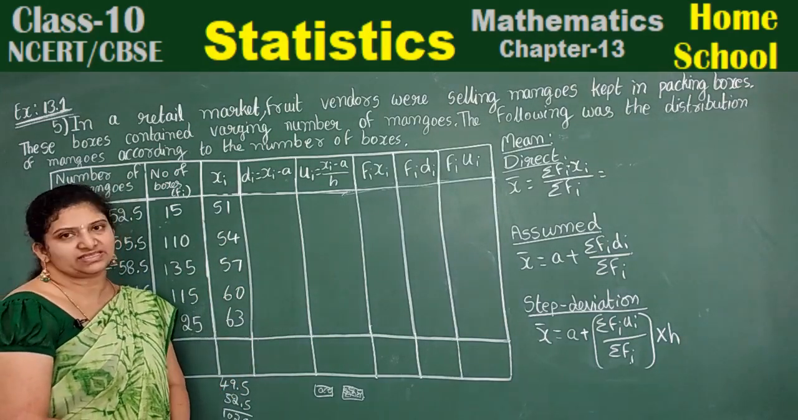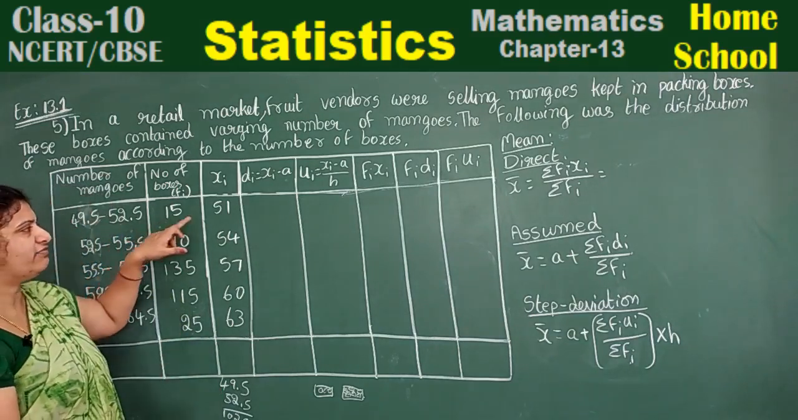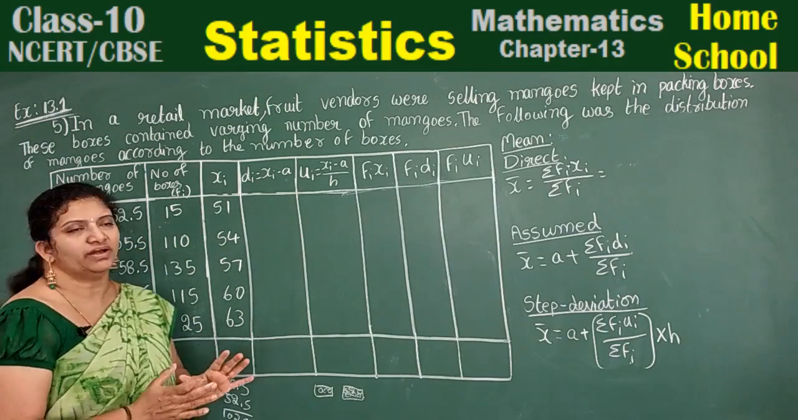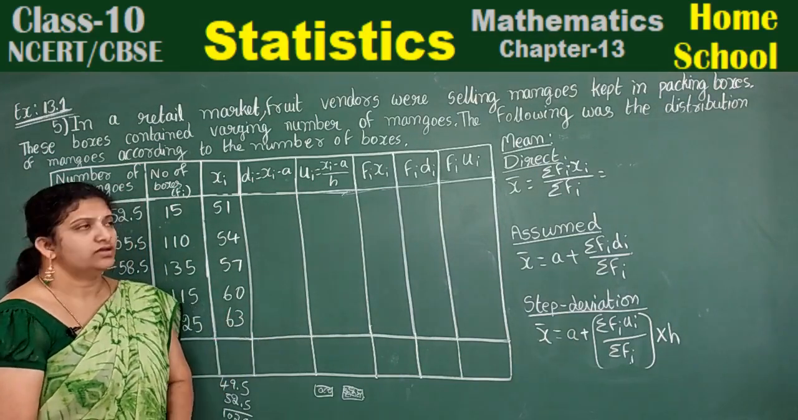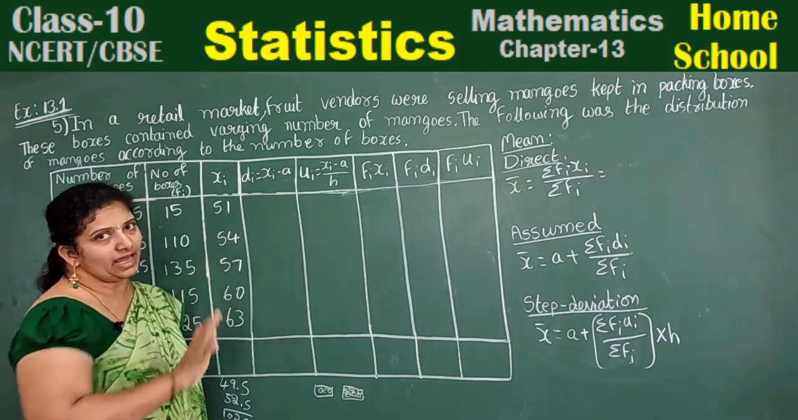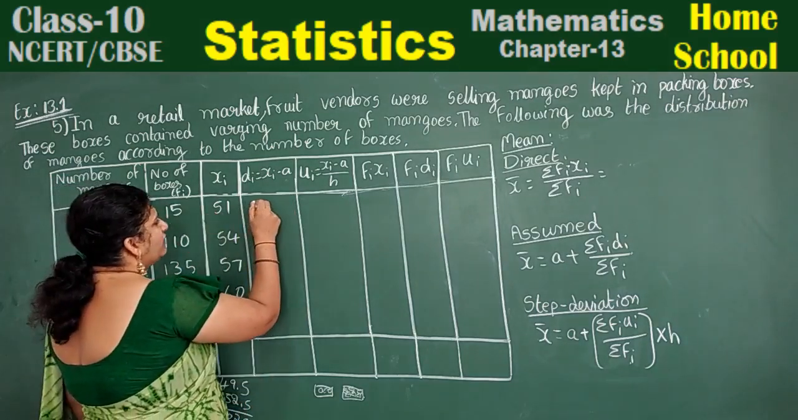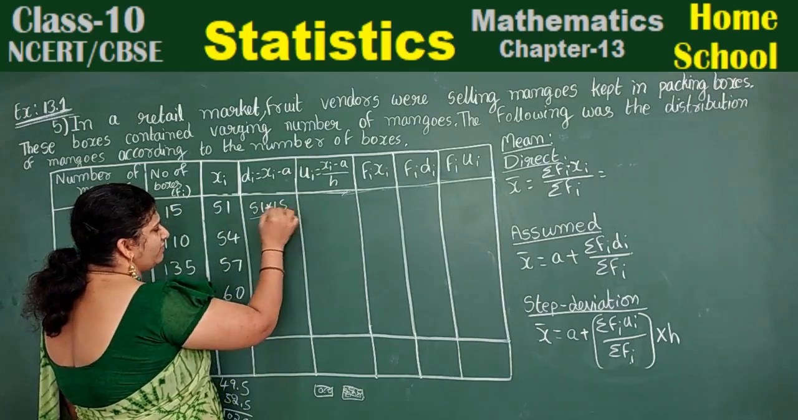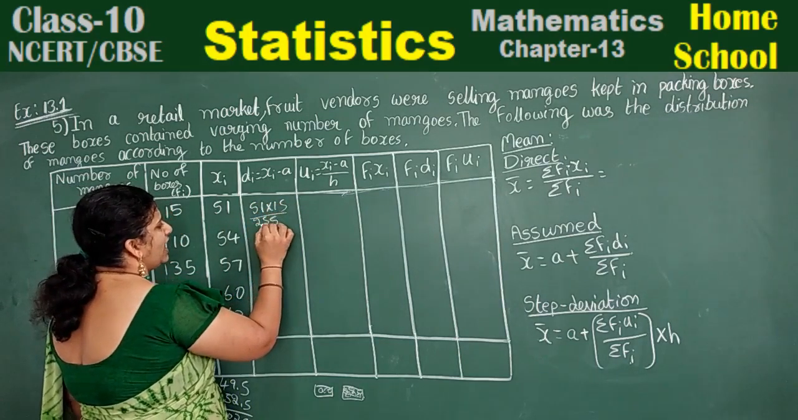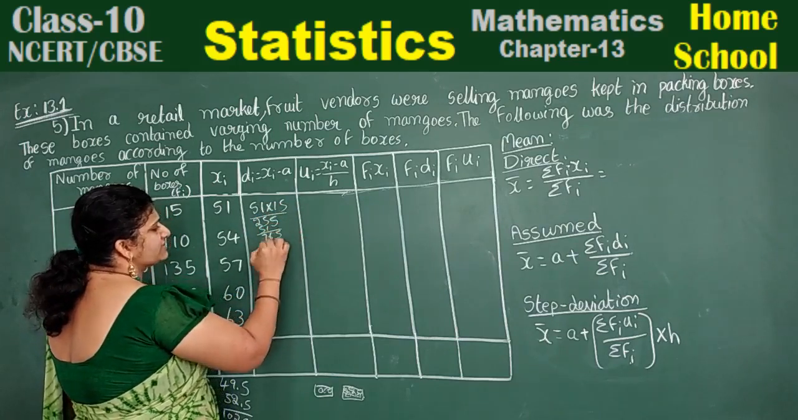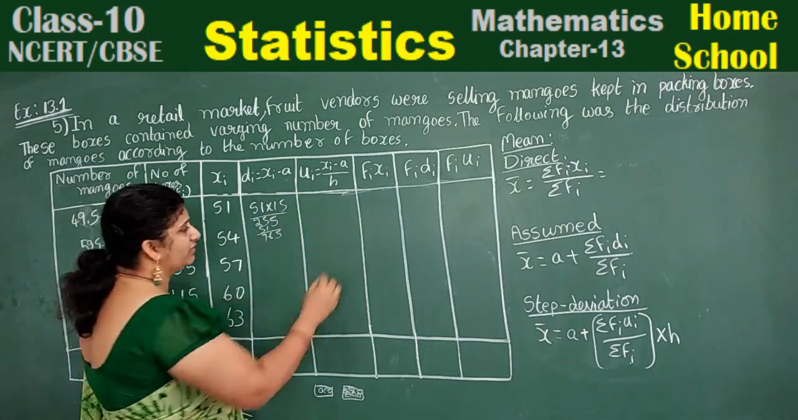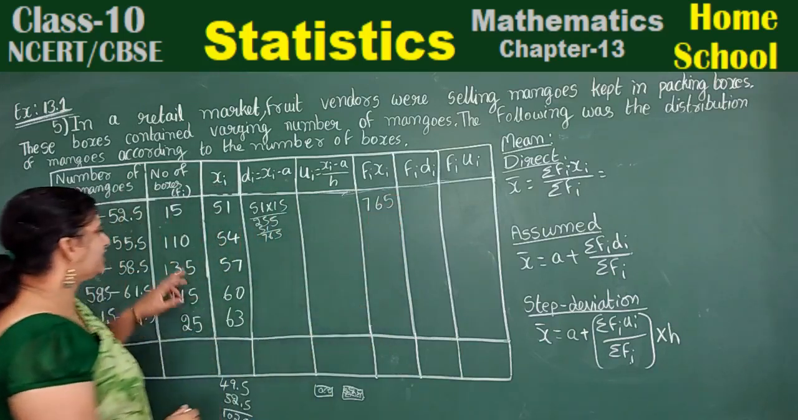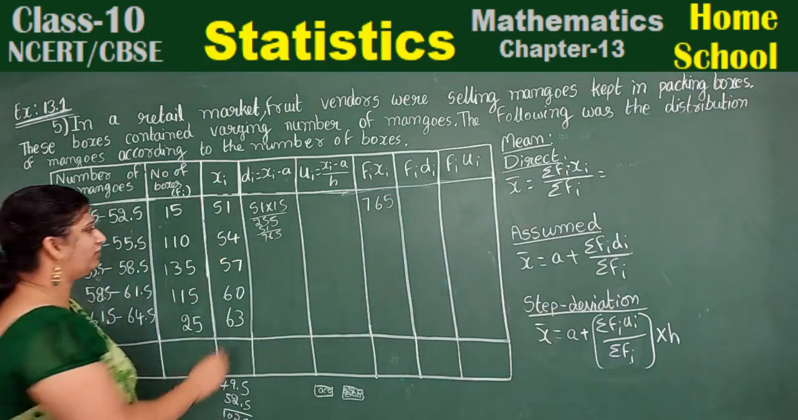We need fi xi, so start multiplying fi xi. We need a rough column, but on the board we don't have more space, so let me do the rough part here and then clean up. Multiply 51 into 15. 5 ones are 5, 5 fives are 25. Your answer is 765. Multiply this one: 110 into 54.